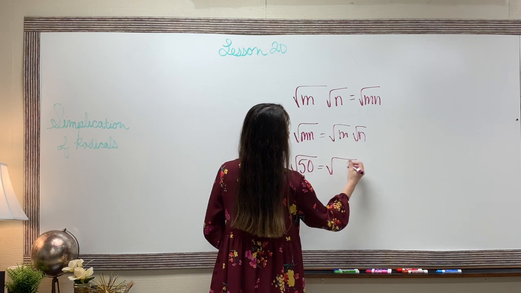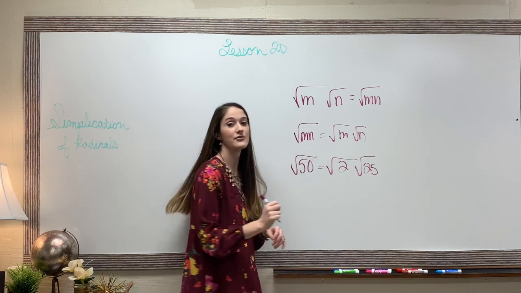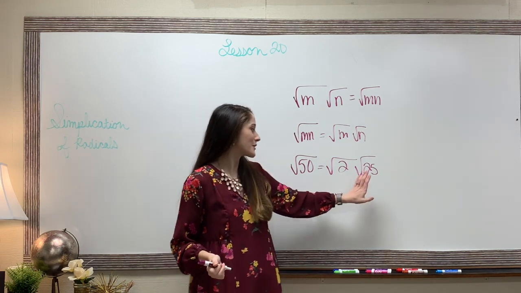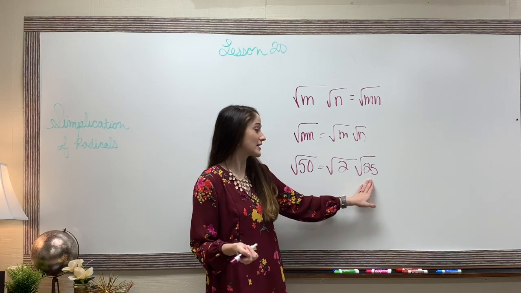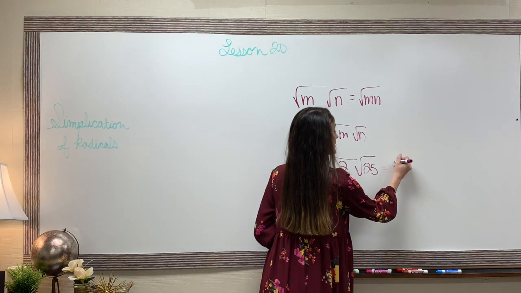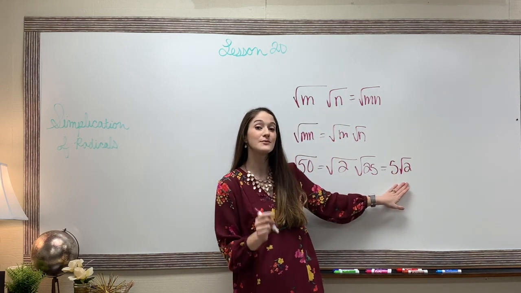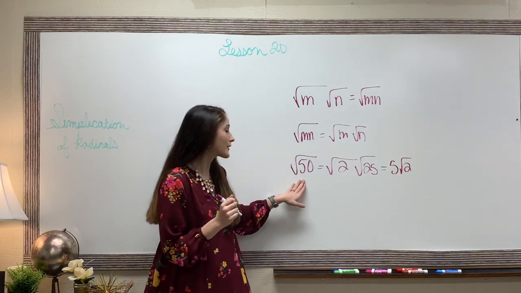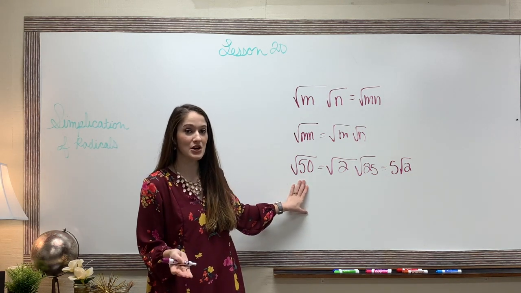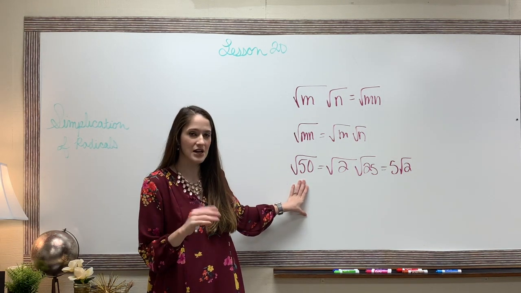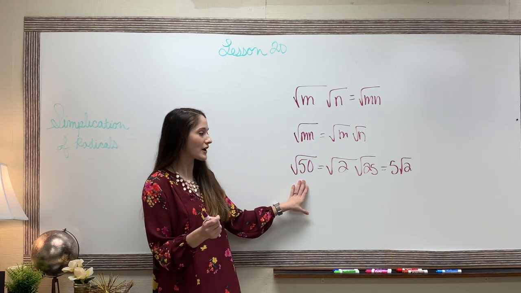Because within the square root of 50, I have 2, and I also have 25. And whenever I do that, I can remember 25 is a perfect square. The square root of 25 is 5, so I can rewrite this answer to be 5 square root 2, and this is our simplified radical. Whenever we have square root 50, it's not reduced to its lowest term. Much like a fraction, if we were to have 4 over 8, that's not simplified.